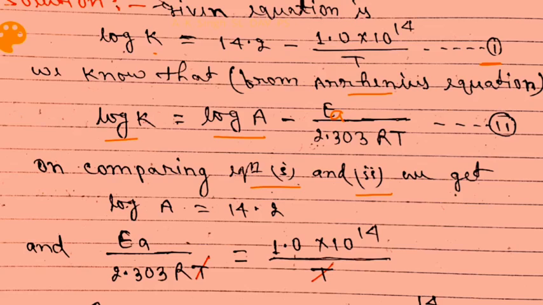There is no need of log A. And EA by 2.303 RT will be equal to 1.0 into 10 to the power 14 by T. No problem in it. And hence here log A is equal to 14.2, but there is no need of it.